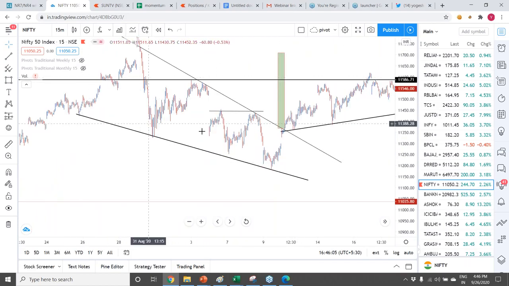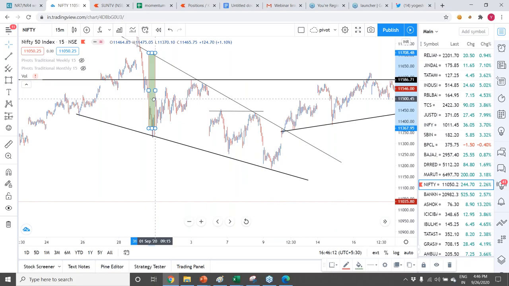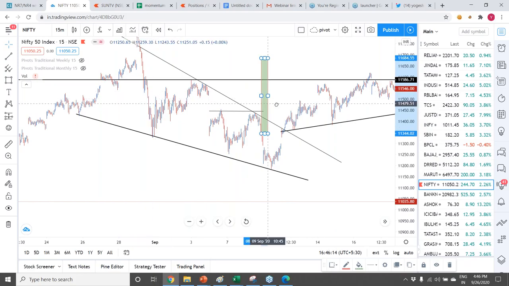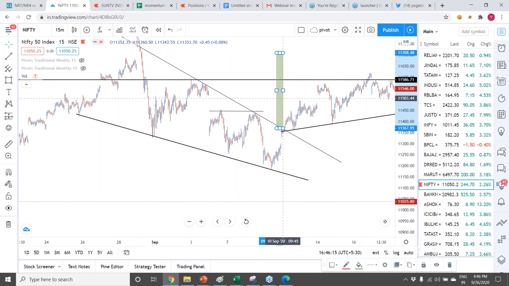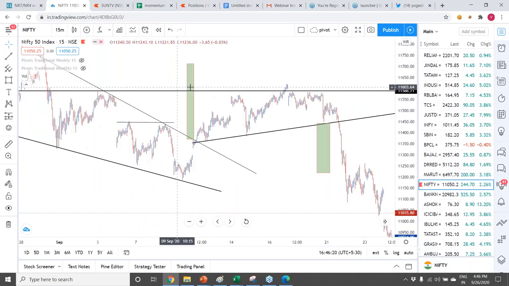Can you see a wedge formation? So target is coming from here. This breakout did not achieve full target, but at least went till here.